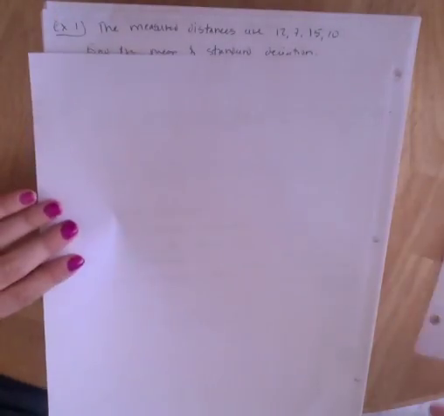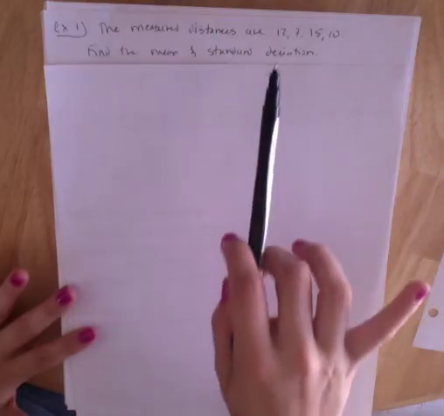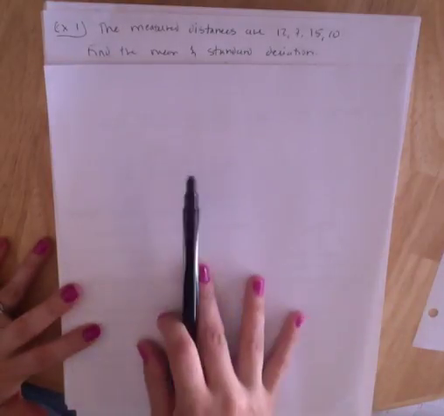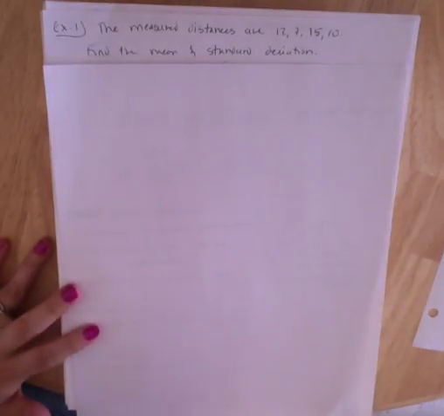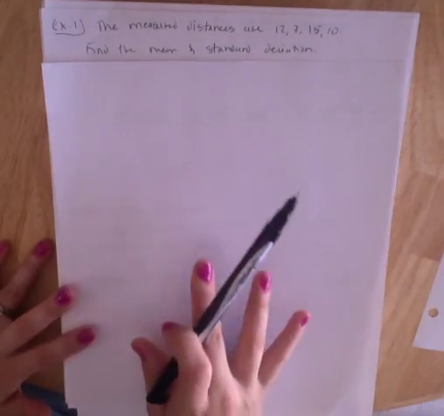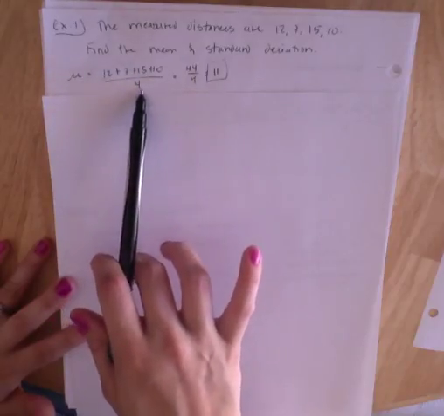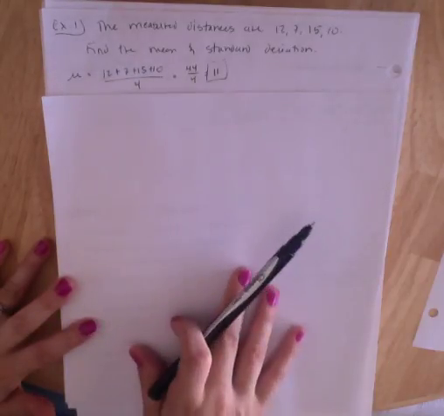So let's look at an example. We have the measured distances 12, 7, 15, and 10. We want to find the mean and standard deviation. Finding the mean is the same way as you've always done. You add up all the values and divide by the total. So our mean, mu, is 12 plus 7 plus 15 plus 10 over 4, which gives us 11.